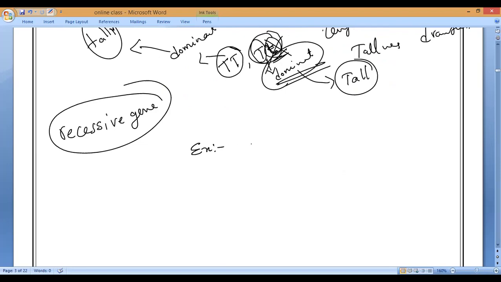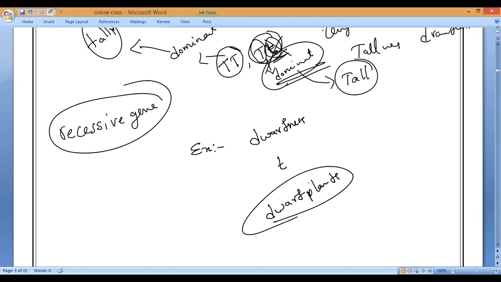Dwarfness, how can we represent it? Small t. Yes, small t. If you have taken dwarfness, all of you remember, dwarfness is represented with a small t. Now, if you want to see short or dwarf plants, if this character needs to appear in the organism, then this alone cannot take the decision.